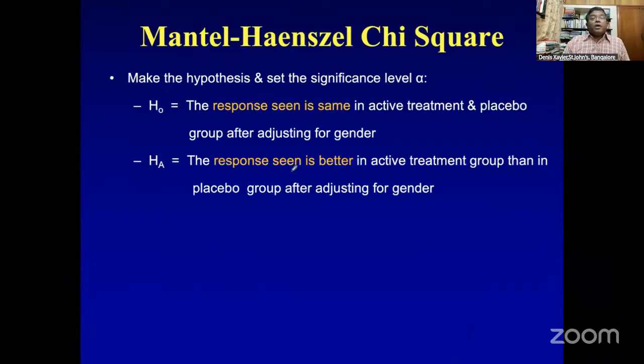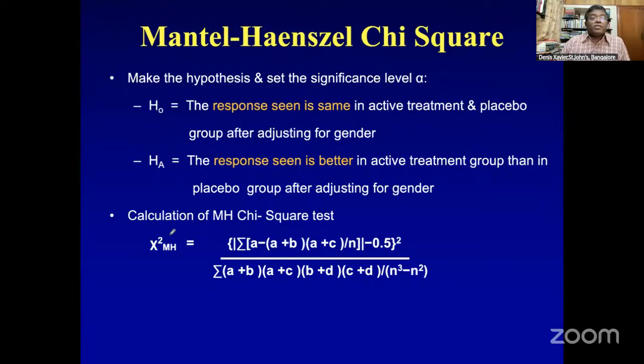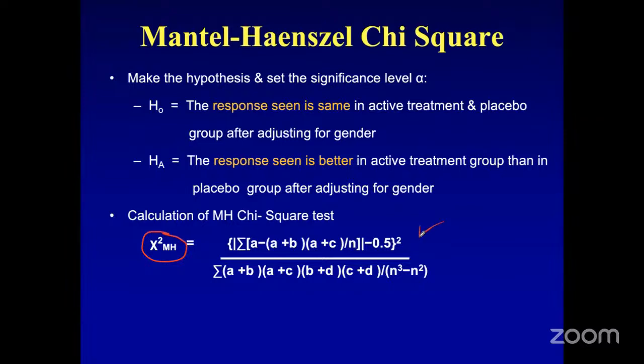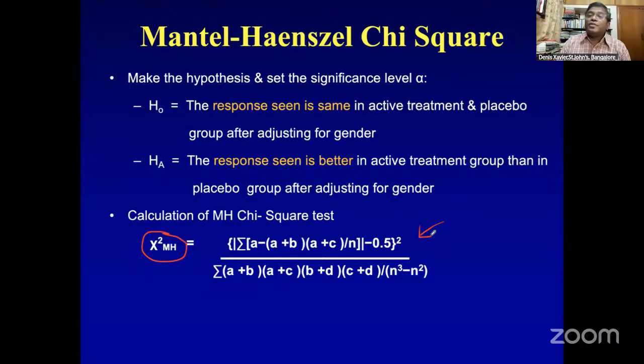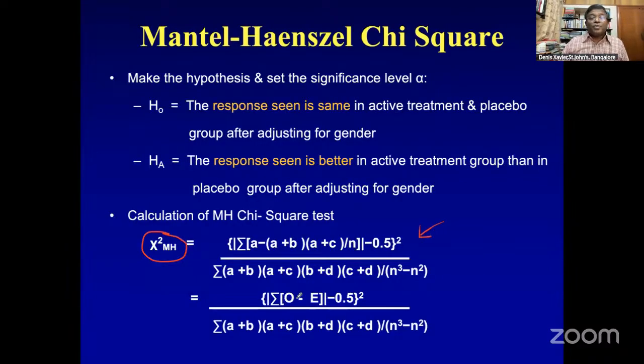So this is the hypothesis, and we'll skip that. This is the formula for the chi-square Mantel-Haenszel. I'm not sure you want me to sit and explain this to you. Don't worry. So we do that, but the same thing, observed minus expected, comes here again. The principle remains the same. This is the formula. Don't bother about that. I didn't even bother explaining it to you.